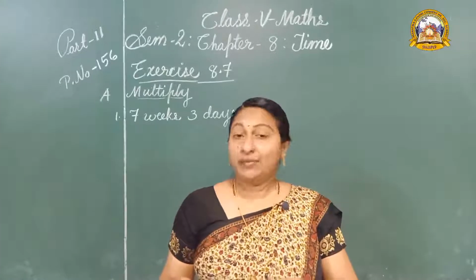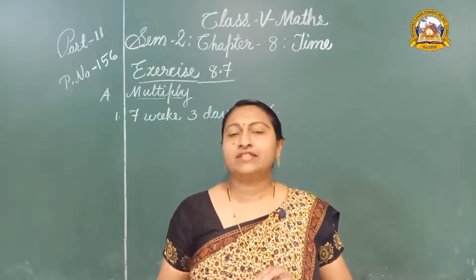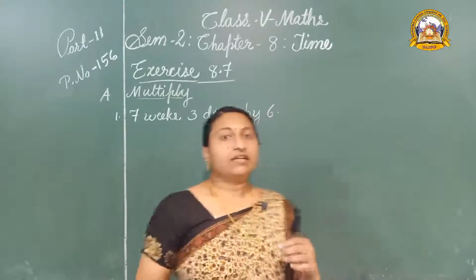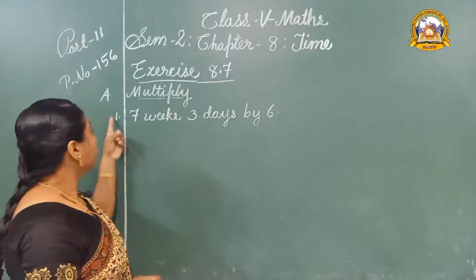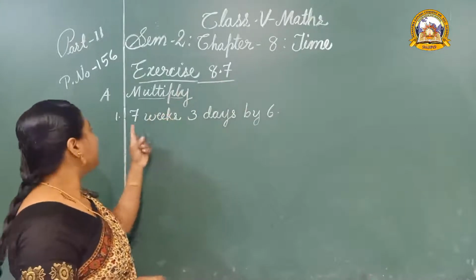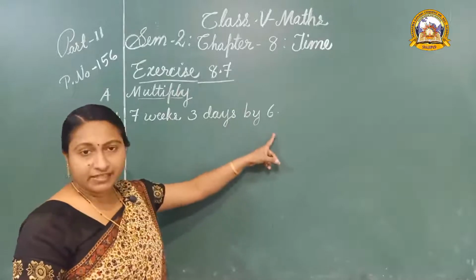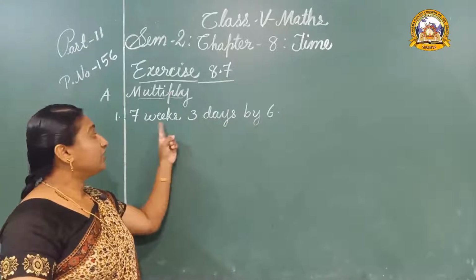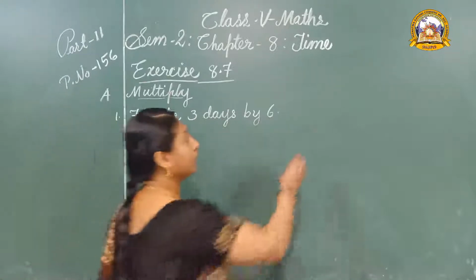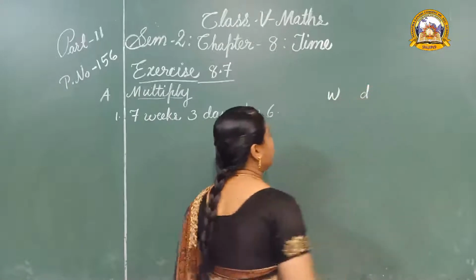Let us do the multiplication and division of time. Exercise 8.7 A, multiply. First one, 7 weeks, 3 days by 6. Let us multiply. Which columns are needed? Weeks and days. W for weeks and D for days.